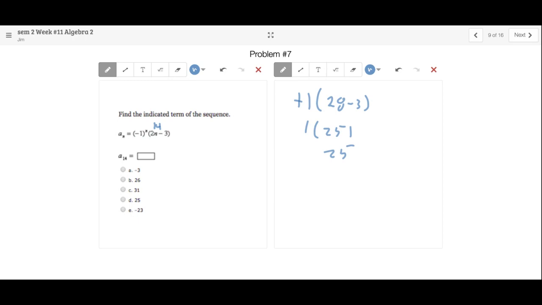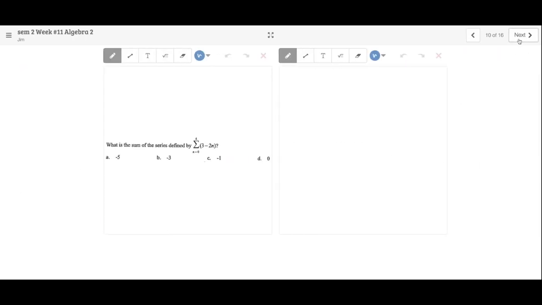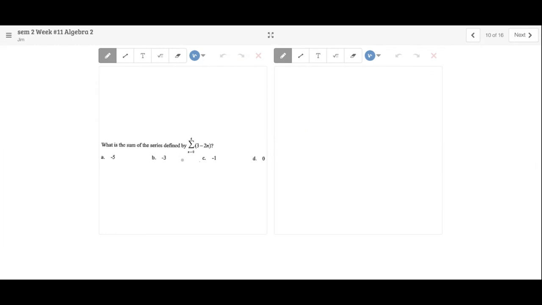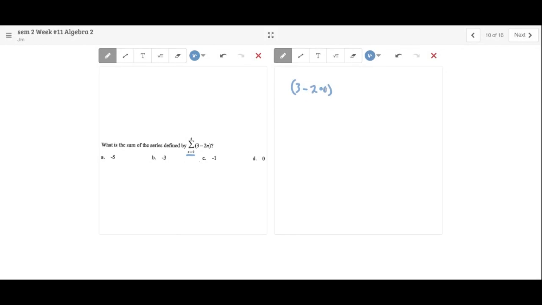All right. Let's try number 8. Come on, number 8. Let's not be D. So this one says the sum of 3 minus 2 times 1, plus 3 minus 2 times 2, plus 3 minus 2 times 3, plus 3 minus 2 times 4. I have to add all those up.